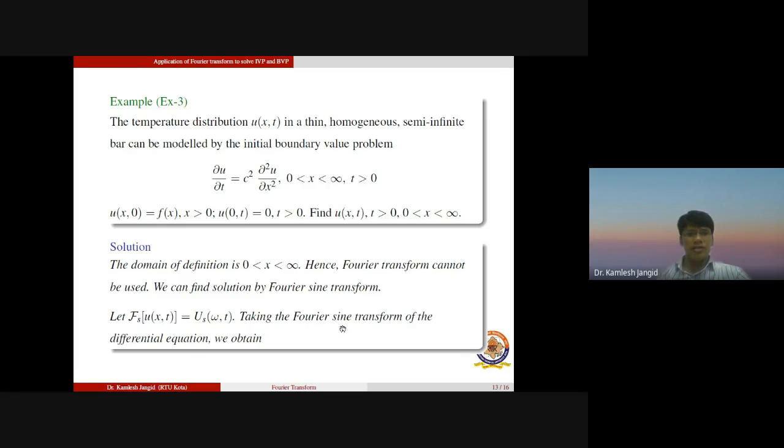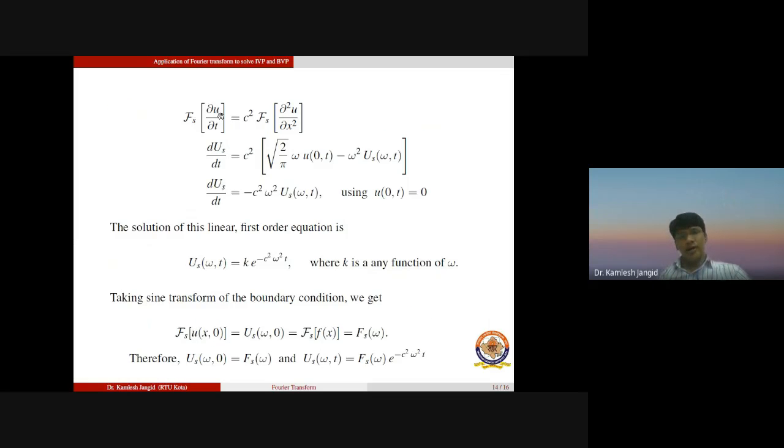Now taking the Fourier sine transformation of the given differential equation, we obtain that the Fourier sine transformation of ∂u/∂t equals c² times the Fourier sine transformation of ∂²u/∂x². By definition, we get du_s/dt equals c² times, and we know that the Fourier sine transformation of the second order partial derivative is square root of 2/π times ω u(0, t) minus ω² times the Fourier sine transformation of u(x, t). Now using the condition u(0, t) = 0, the first term becomes 0, so we are left with only the second term. So du_s/dt = −c² ω² u_s(ω, t).